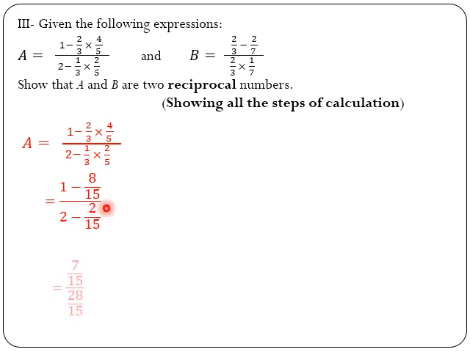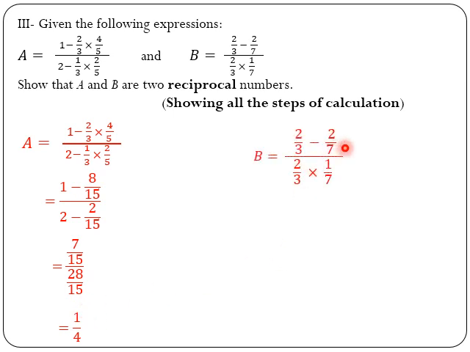Now the next step is to write using the same denominator. Here 1 is over 1, so I have to write it as 15 over 15. And 15 minus 8 is 7. Similarly, 2 is 30 over 15. So 30 minus 2 is 28. Here we have 7 over 15 and 28 over 15. 15 should be cancelled, so the answer is 7 over 28. Simplify by 7, so it's 1 over 4. This is A. What about B?